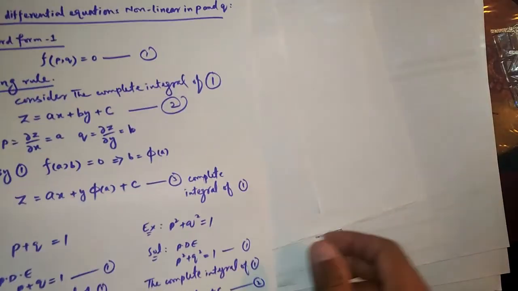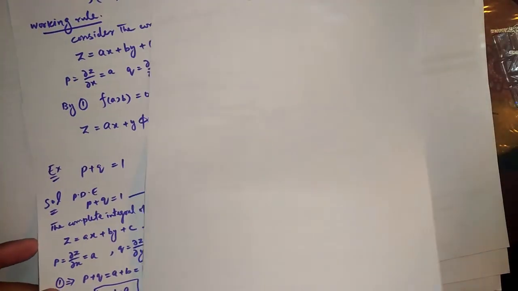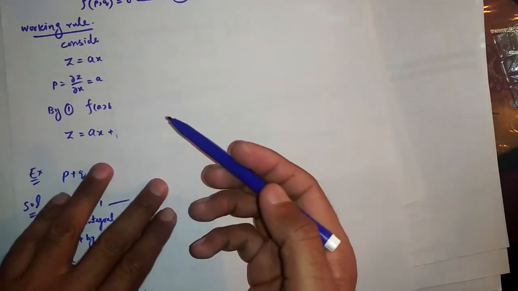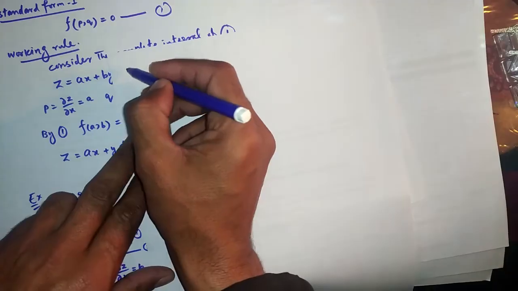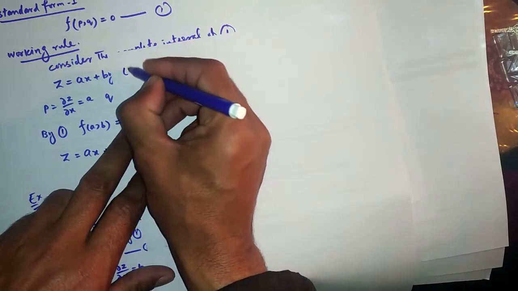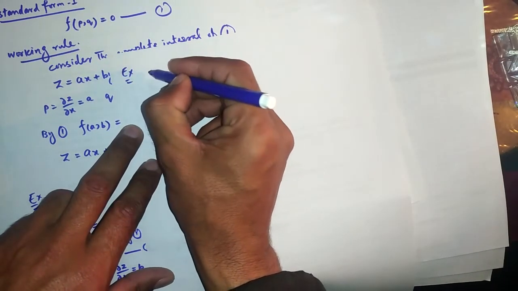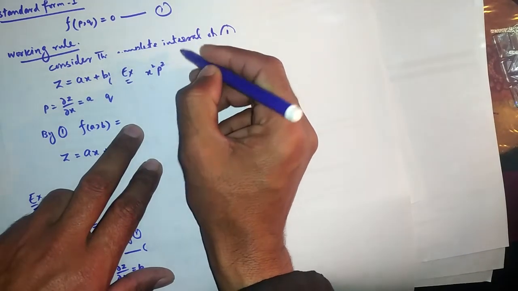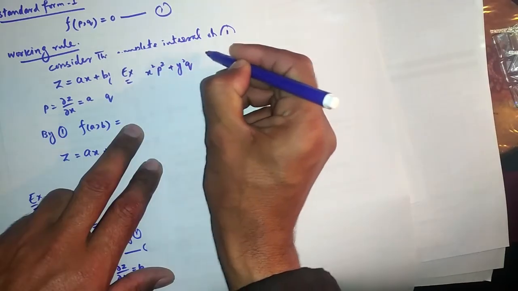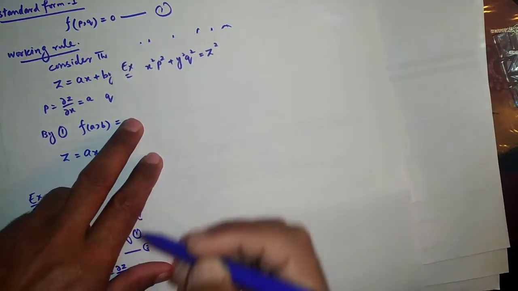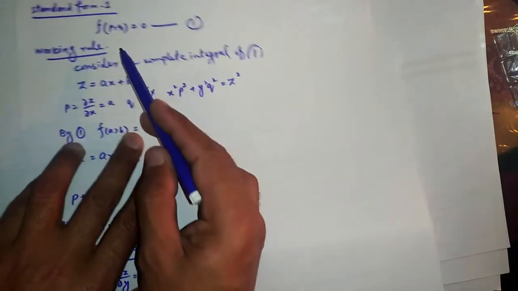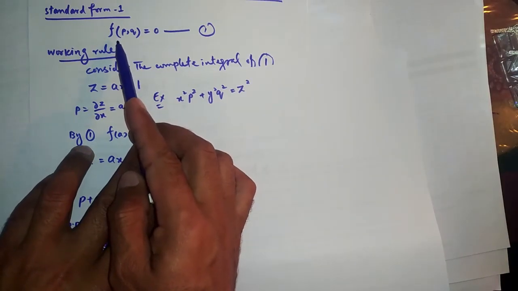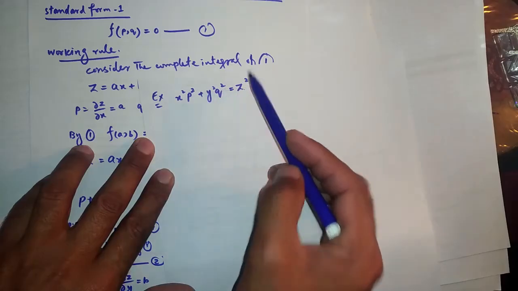Now let us consider another example which contains extra terms other than p and q, and we will see how we are going to solve it by this method. So we have an example which is x square p square plus y square q square equals z square. As we can see here, this equation is not in the standard form 1, because it contains extra terms x, y and z.